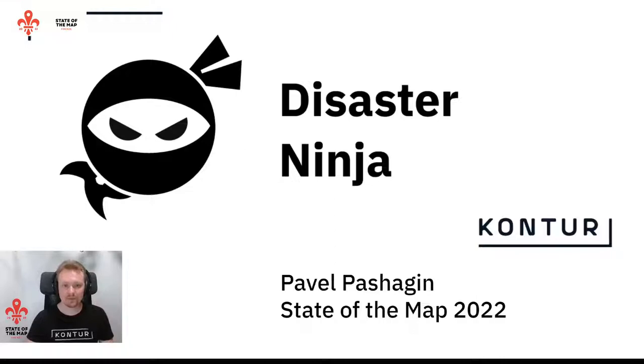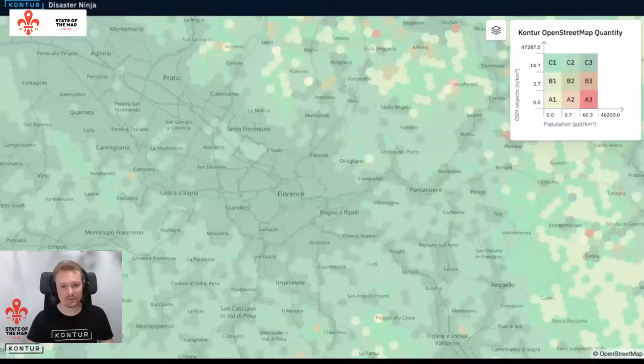Hi, I'm Pavel. Together with Contour team, we've developed an open-source Disaster Ninja, a tool that helps the humanitarian OpenStreetMap team to search for unmapped areas when a disaster strikes. But sometimes catastrophic consequences may be avoided if you keep the map up to date and put roads and houses in advance. This is what I'm sure all the participants of the State of the Map are doing.